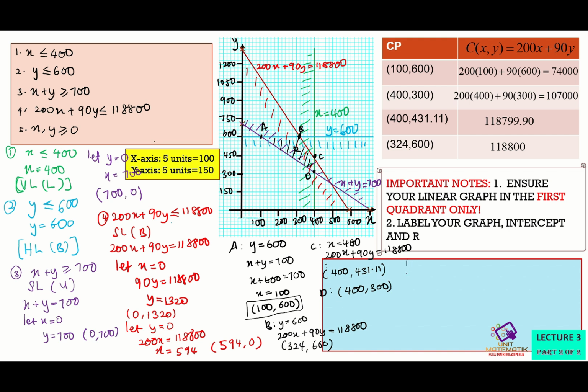So the conclusion is, to minimize the cost of production, the government should order, so which value is the lowest value? Because here we need to find the minimum cost. The minimum cost would be 74,000, right? Okay, should order 100,000. Don't forget thousand, okay?